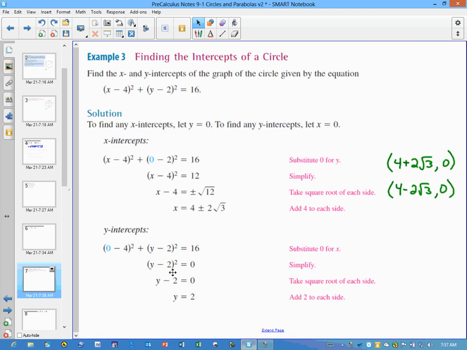When I take the square root of both sides here, I do have y minus 2 equals plus or minus 0, but plus or minus 0 is just 0, so we can ignore the plus or minus part. And now I add 2 to both sides, I get y equals 2. So that's our y value, which means our x value was 0. So that gives us only one answer here, so our intercept is going to be (0, 2).